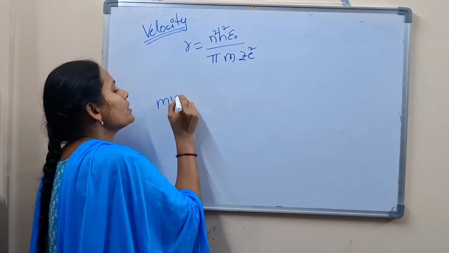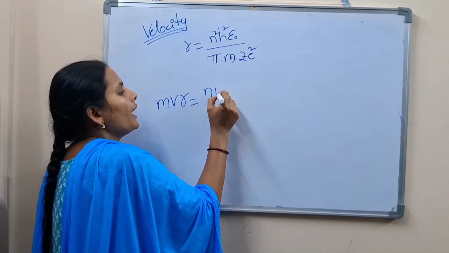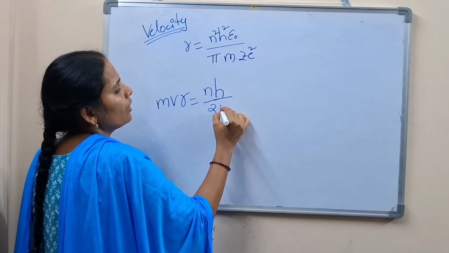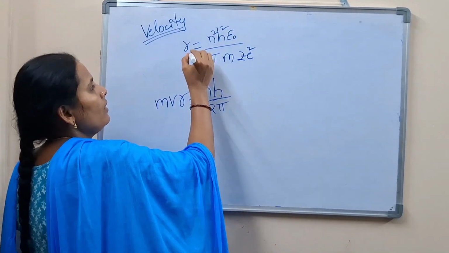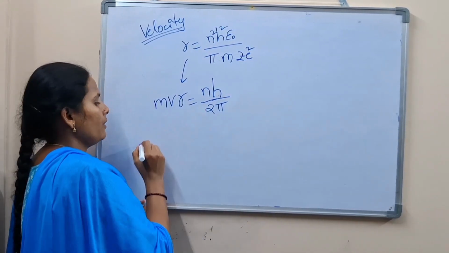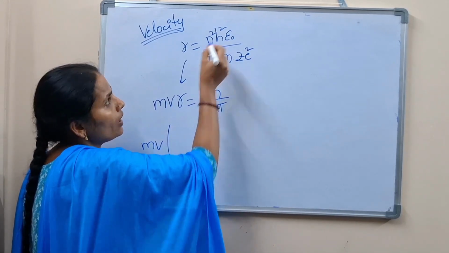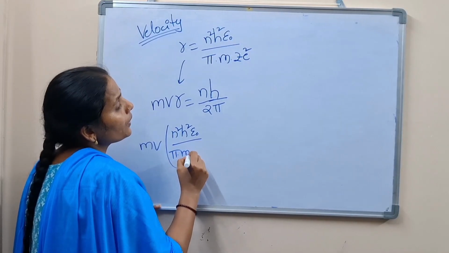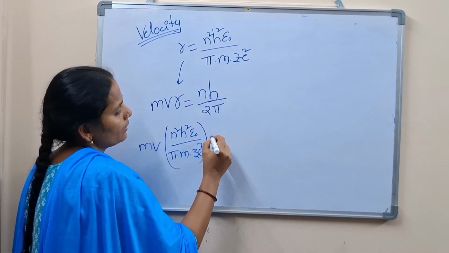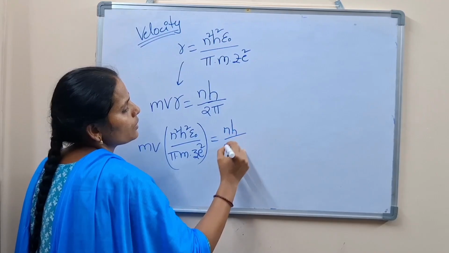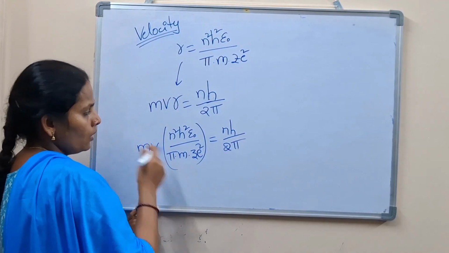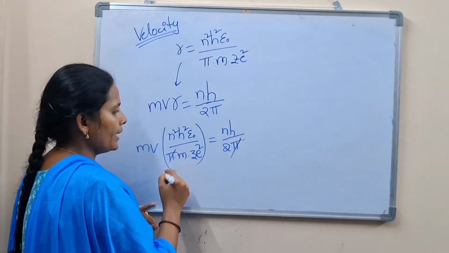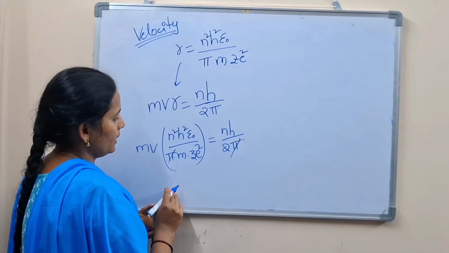What is the angular momentum equation? mvr equal to nh by 2 pi. Okay, place the r value in the equation. m into v into r value, n square h square epsilon naught by pi into m into z square, that equal to nh by 2 pi. Is there any cancellation? Yes. Pi is cancelled.